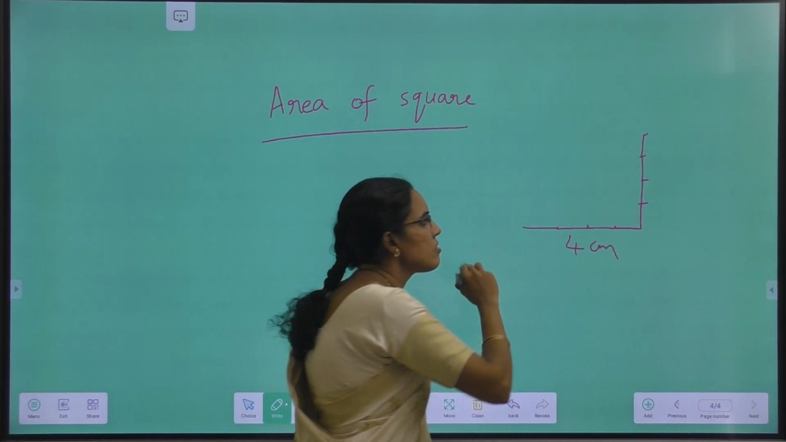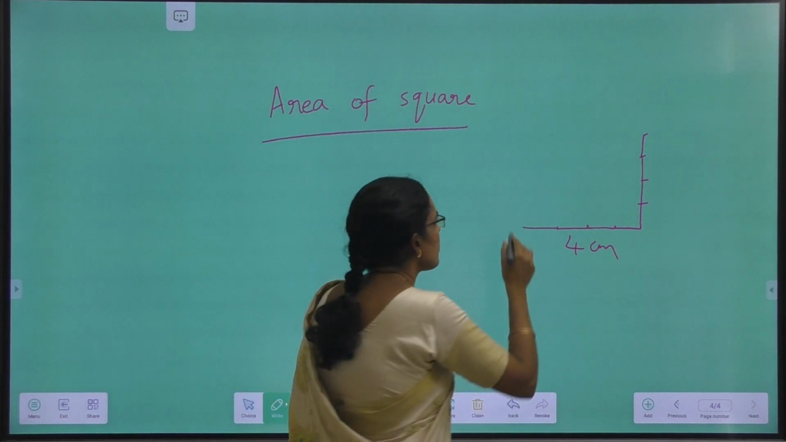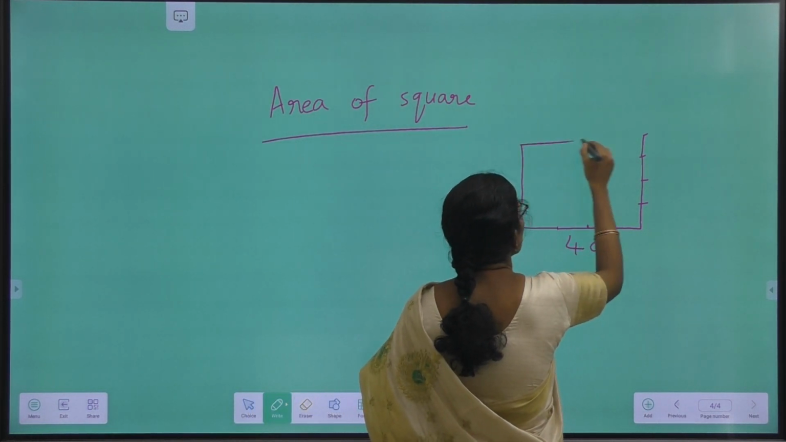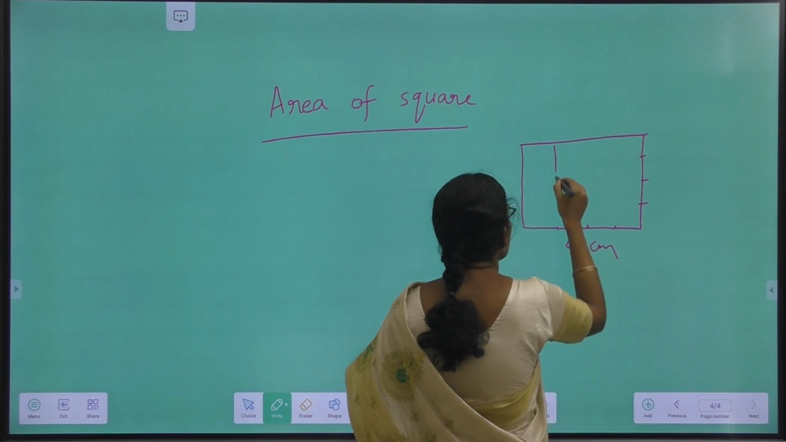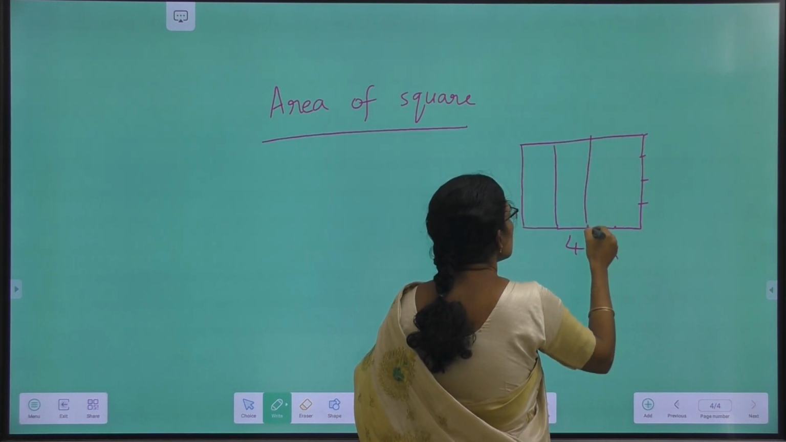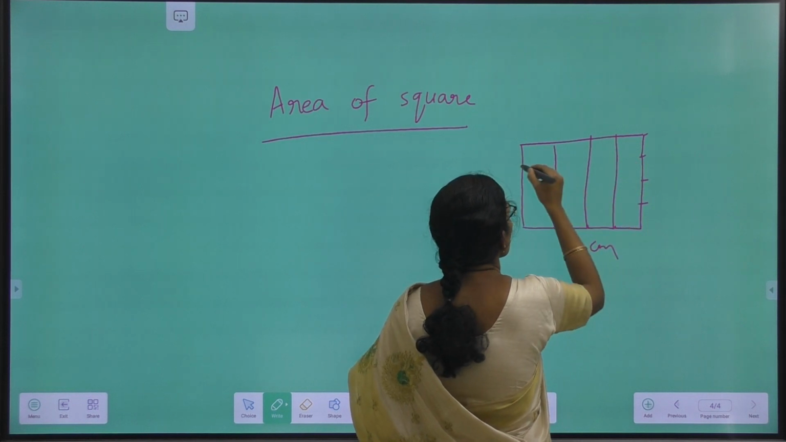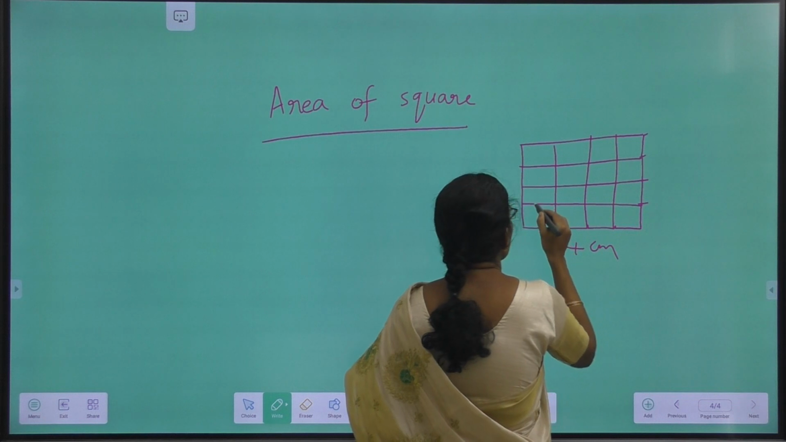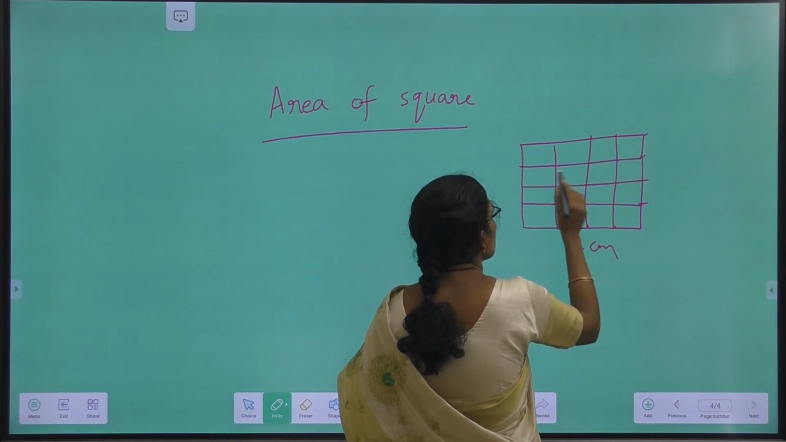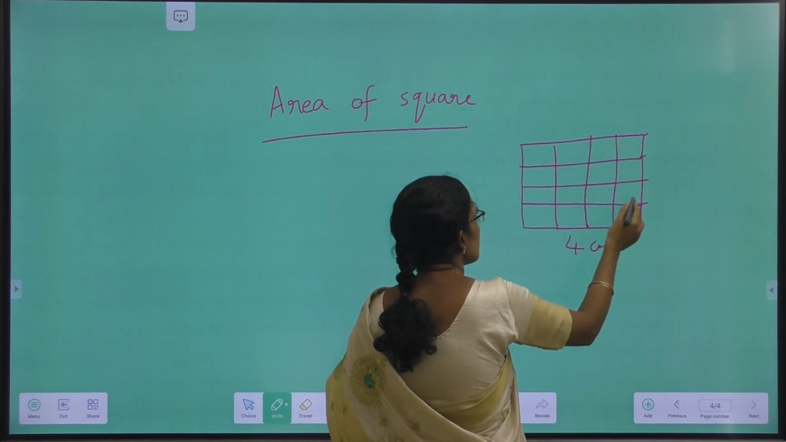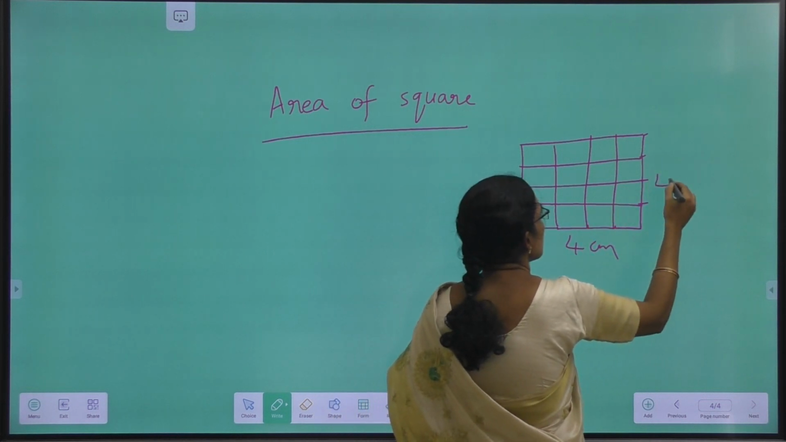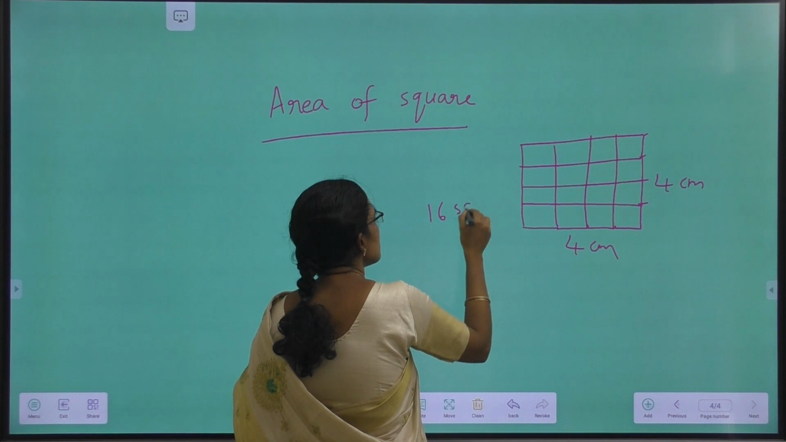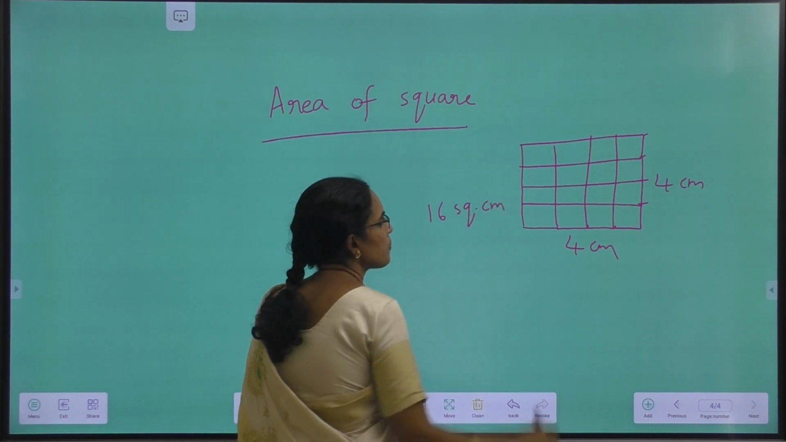Now draw the square on a graph sheet, then you came to know that exactly it is occupying 16 squares. The square is occupying 16 squares. 1, 2, 3, 4, 5, 6, 7, 8, 9, 10, 11, 12, 13, 14, 15, 16. Therefore, we say that area of this square is 16 square centimeters.